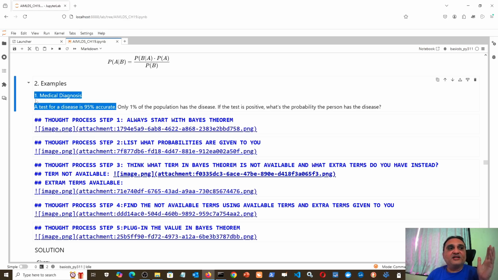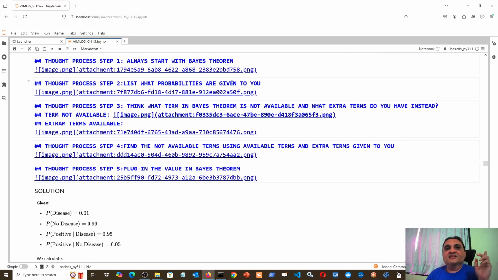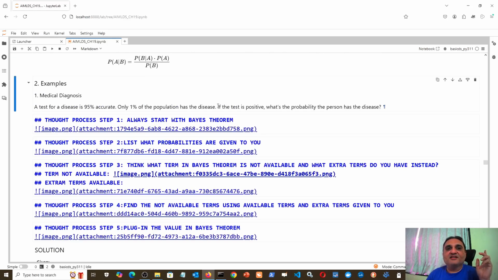Each sentence you have to read as an independent sentence, so this sentence has nothing to do with the previous one. That means if I take any random sample from my population of 100 people, then there is only a 1% chance, or only one person having that disease. 1 in 100 has the probability of having the disease. If the test is positive, then what is the probability that the person has the disease?